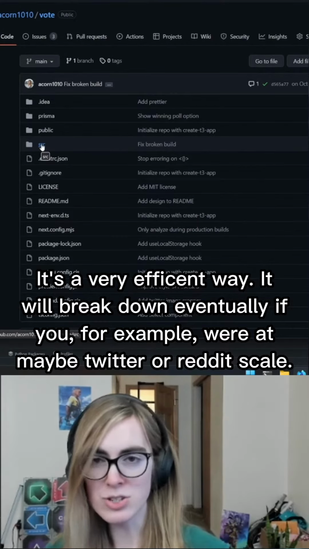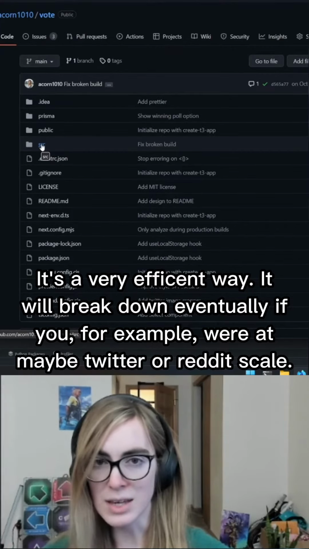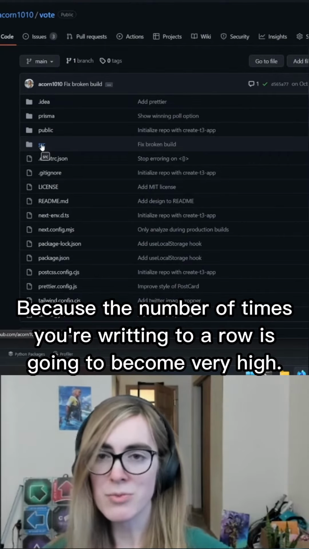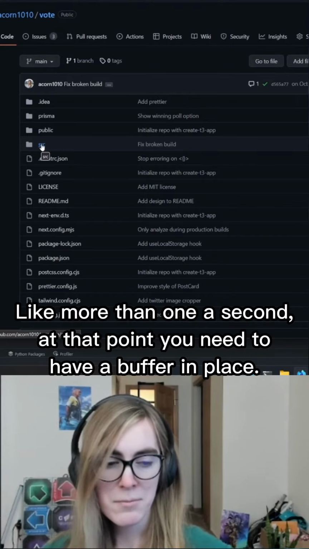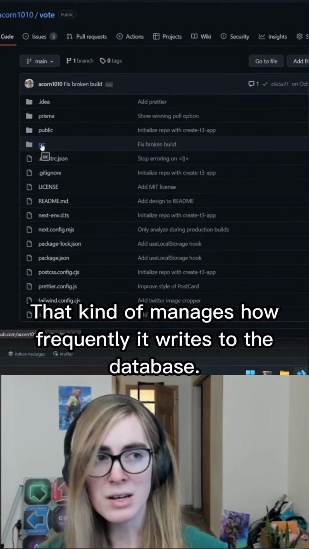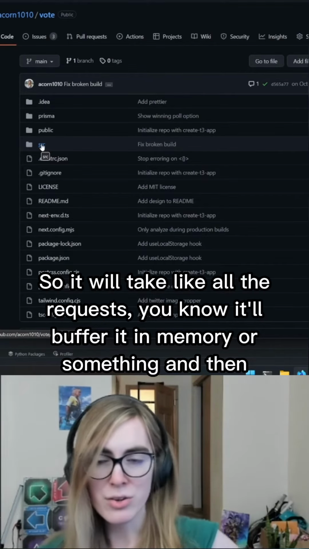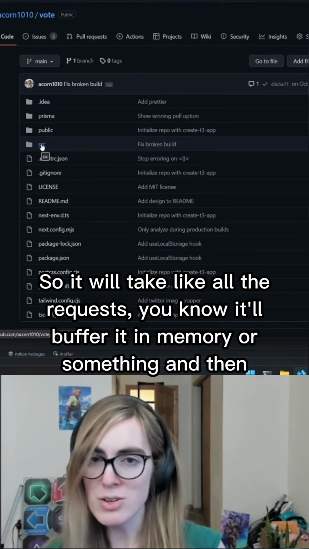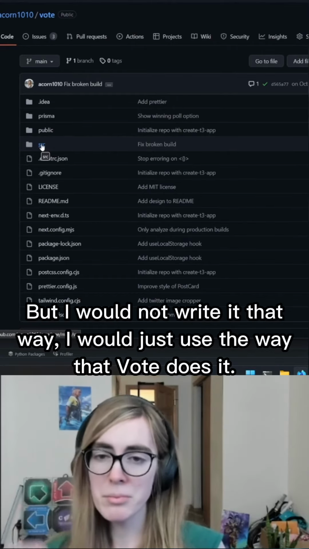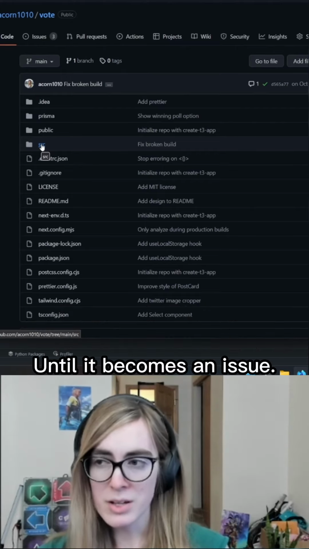It will break down eventually if you, for example, were at maybe Twitter or Reddit scale, because the number of times you're writing to a row is going to become very high, like more than one a second. At that point, you need to have a buffer in place that manages how frequently it writes to the database. So it'll take all the requests, buffer them in memory or something, and then write it out to the database periodically. But I would not write it that way. I would just use the way that Vote does it until it becomes an issue.